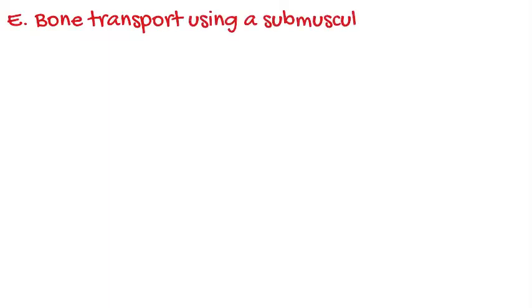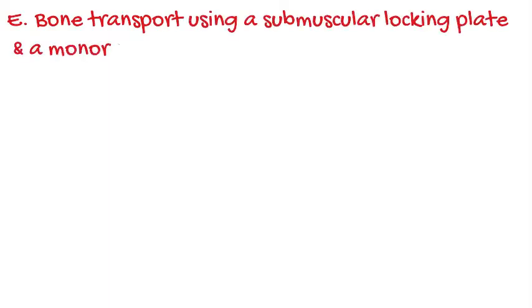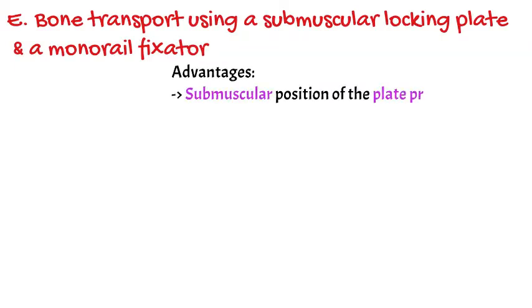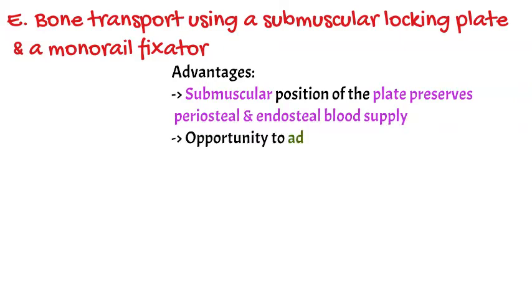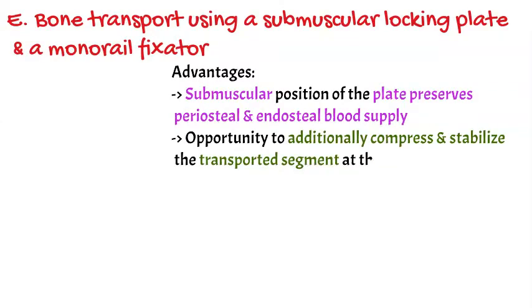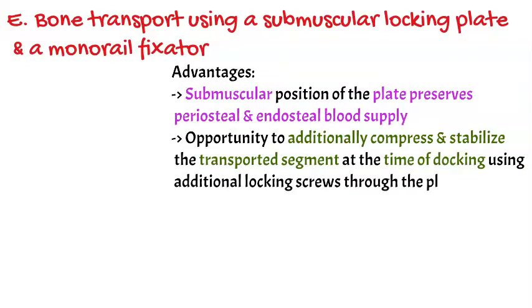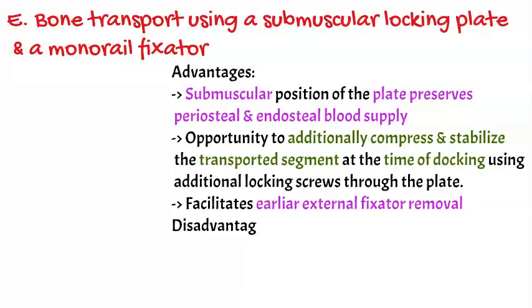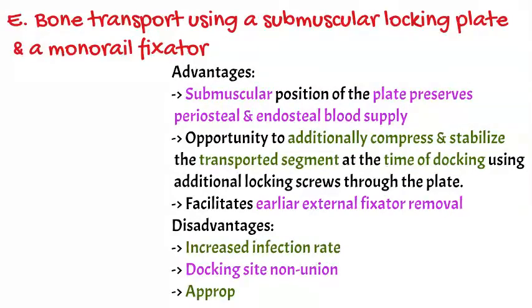E. Bone transport using a submuscular locking plate and a monorail fixator. The advantages are: submuscular position of the plate preserves the periosteal and endosteal blood supply. Opportunity to additionally compress and stabilize the transported segment at the time of docking using additional locking screws through the plate. Facilitates earlier external fixator removal.